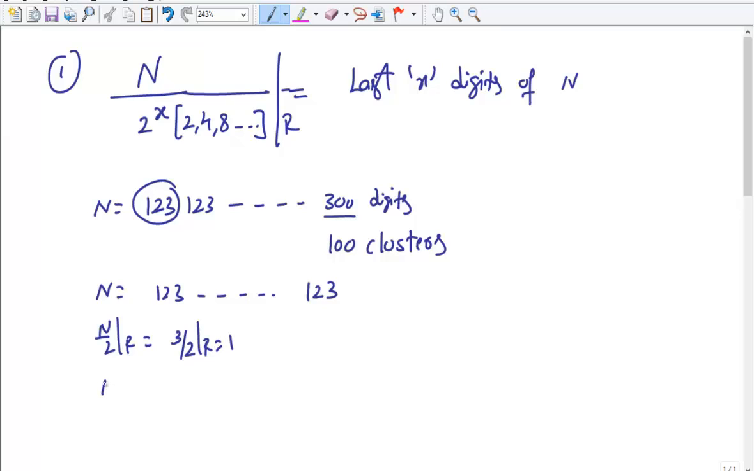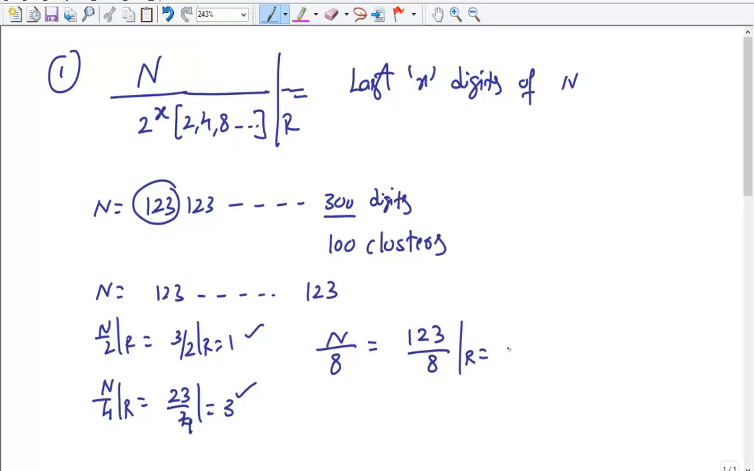Now if you want to divide n by 4, since 4 is of the format 2 power x, where x is 2, we need to consider the last 2 digits. The last 2 digits of this number are 23, and 23 by 4, the remainder is 3. Now if you are trying to find the remainder for the divisor 8, it is of the format 2 power x, where x is 3 here. It means that we need to consider the last 3 digits of the number. The last 3 digits are 123, and 123 by 8, the remainder is quite easy, 3.